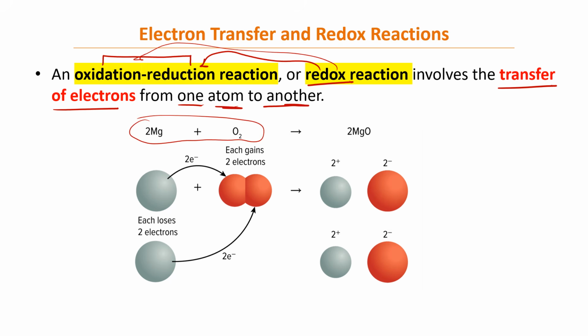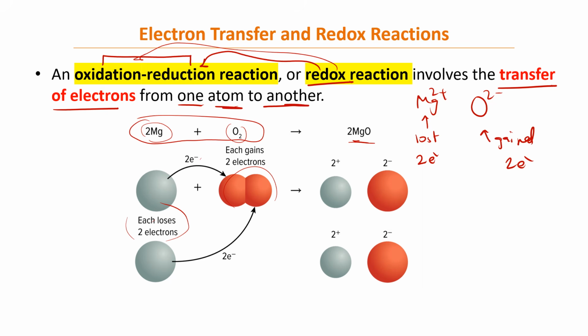So for example, here you have 2Mg plus O2 gives us 2MgO. Okay, so what happens here is that Mg will lose 2 electrons, okay, and it will give it to the oxygen. The oxygen will get the electrons, and then it will create an ionic compound from Mg2+ and O2-. So Mg2+ because it lost 2 electrons, O2- because it gained 2 electrons, okay?